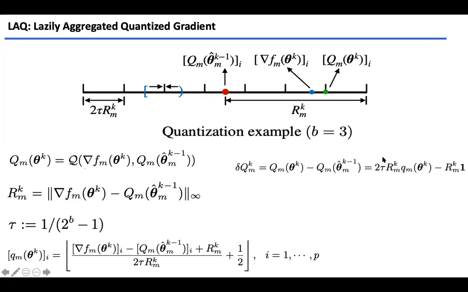Then we will have 2r minus r, which is equal to r, which is exactly this point, because that is the element that has grown the largest, and the difference between the current and the previous value is equal to the quantization level, to the quantization range, which is defined by RMK. So this defines the difference, or the quantized difference, between the current and the previous gradient.